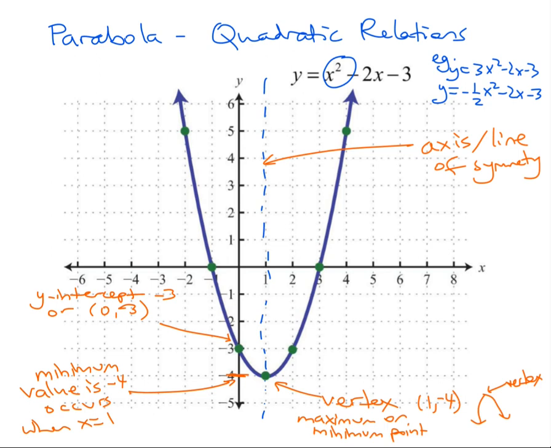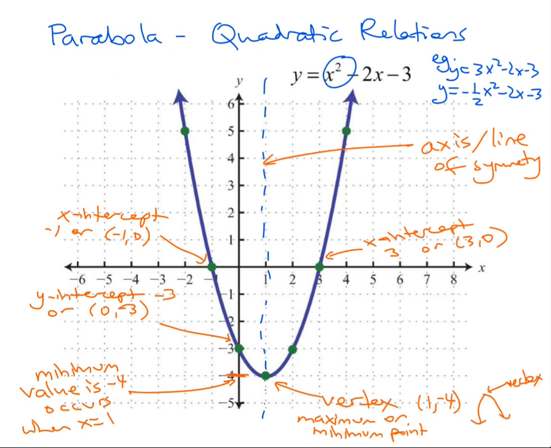And then you'll notice that this parabola also crosses the x-axis. So this is called an x-intercept. In this case, it's 3, or it's the point (3, 0). It's okay to write it either way. This one here is another x-intercept. Okay, and that's -1, or you can write it with coordinates (-1, 0).